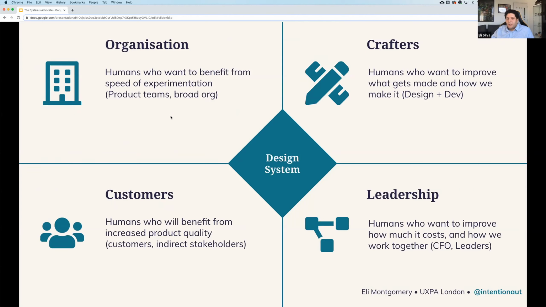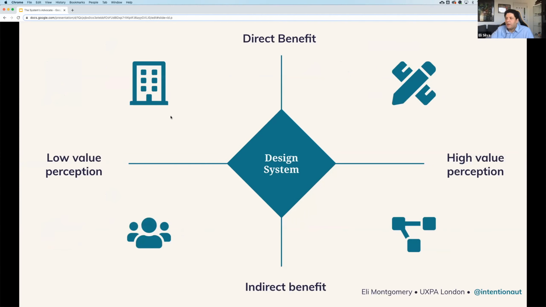You've got crafters. Those are your designers and developers who want to improve what gets made and how we make it. You've got your customers who never really think about your design except when it frustrates them, and your leadership who definitely want to improve costs. And if you've got really good leaders, they definitely want to improve the way that you work together.